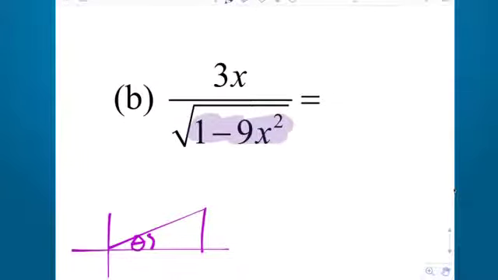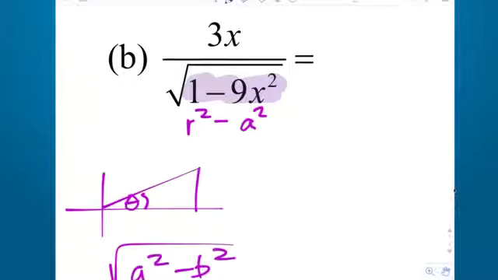So this is going to be the hypotenuse. Let's just call this r squared minus a squared. So if r squared is 1, what is the hypotenuse, the radius? What's the square root of 1? 1. And one of the short sides, I'll call it a. If a squared is 9x squared, what's the square root of 9x squared? 3x. That's why there's a 3x in the top.